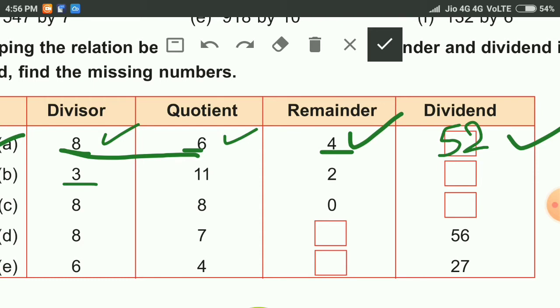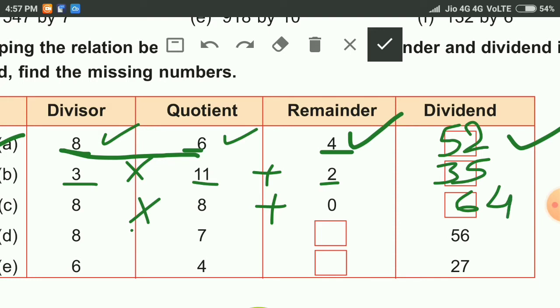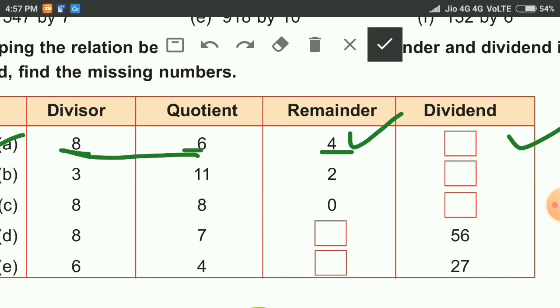Then 3 is the divisor, 11 is the quotient and 2 is the remainder. We multiply these two numbers and add the remainder. We can write here 35. 8 8s are 64 plus 0 is 64. 8 7s are 56 plus 0 is equal to 56. 6 4s are 24 plus 3 is equal to 27.